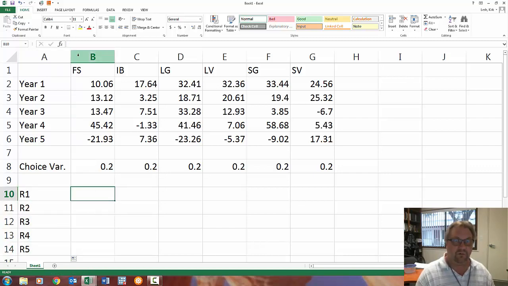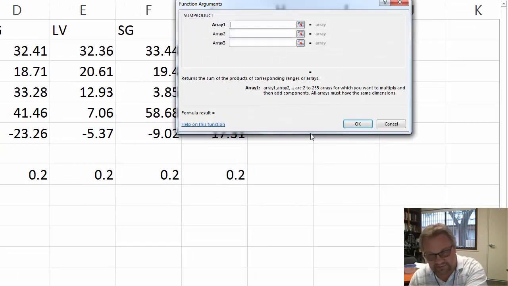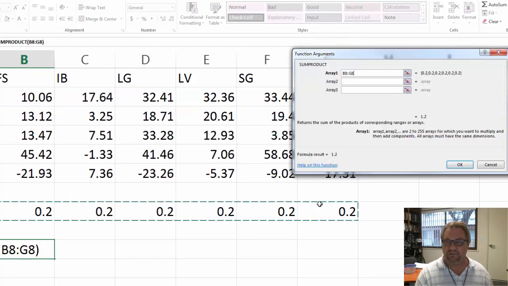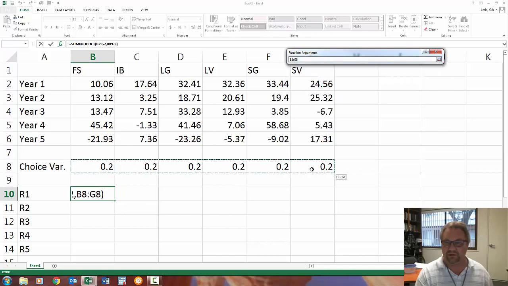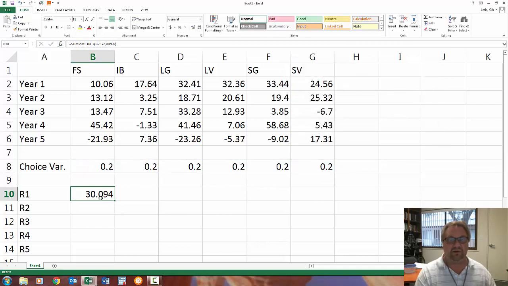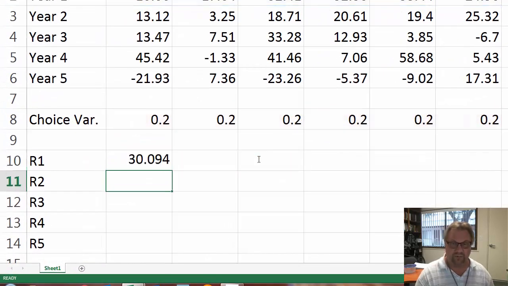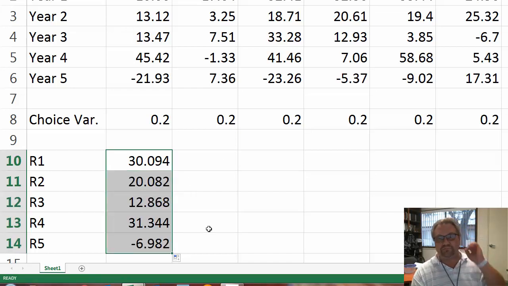Okay, so if the returns from year 1 happen, and we invest 20% in everything, then we'd get a 30% return. So let me anchor my choice variables, and I'm going to copy this down. All right. Now, we're assuming that each year is equally likely, okay?